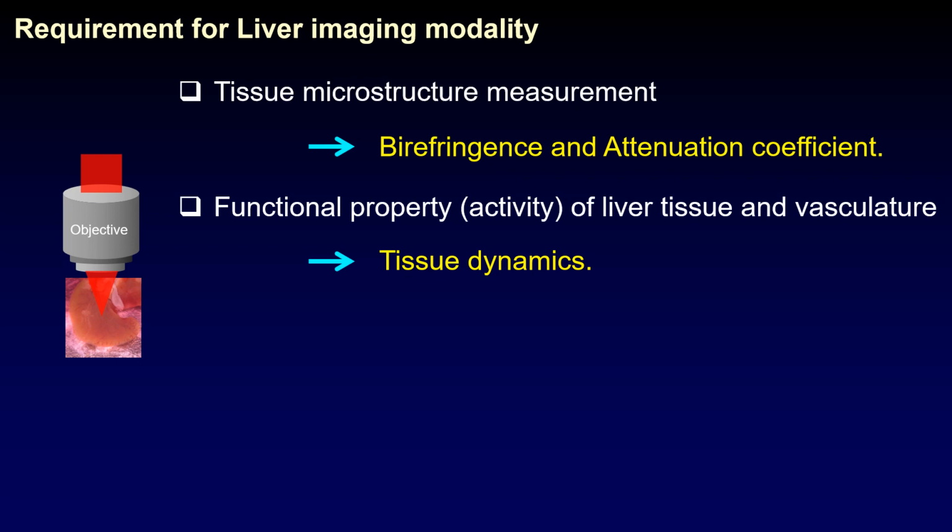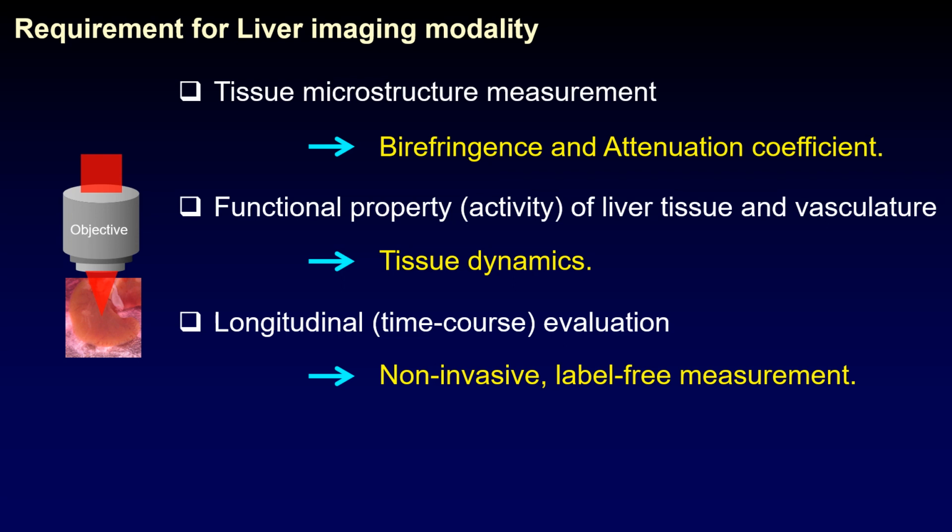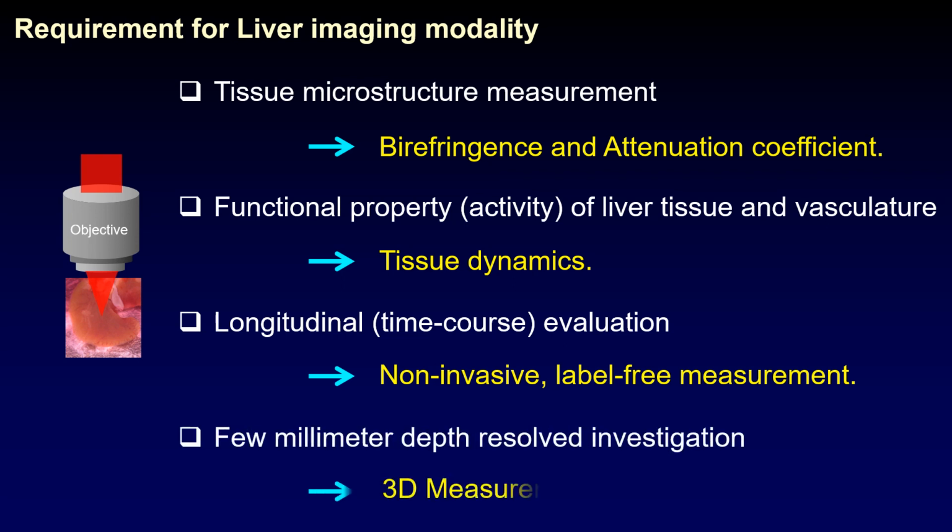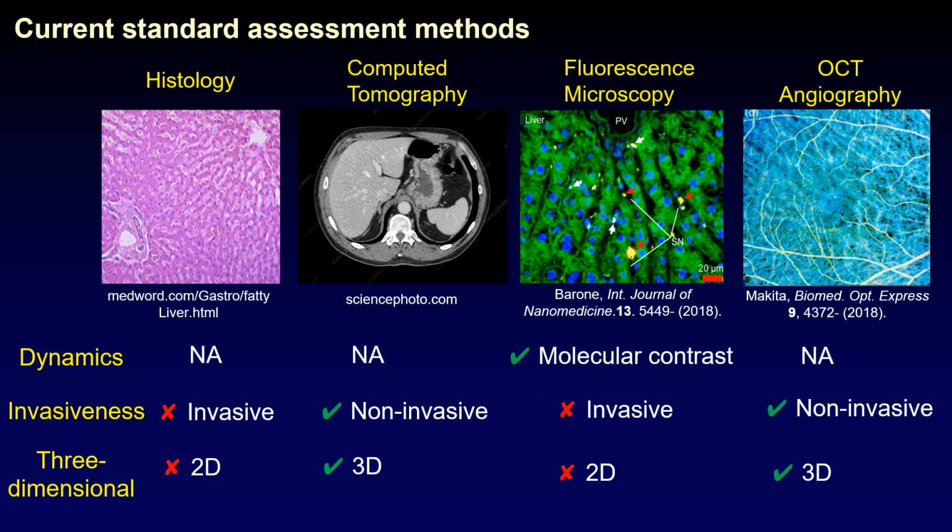So the method should be able to measure tissue dynamics. Next, we should visualize and monitor changes in the activity around microvasculature, and for this we require non-invasive and label-free measurement. Finally, we need few millimeter depth-resolved investigation, and this requires three-dimensional measurement. To achieve these requirements, let me first show you the current standard techniques.